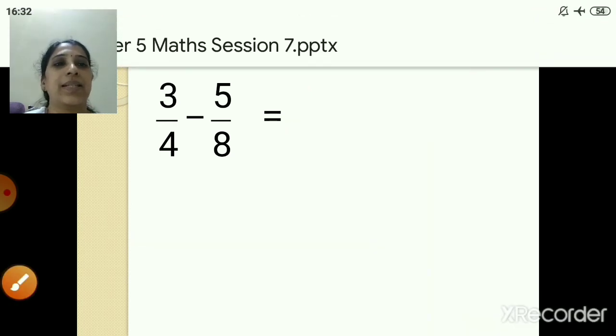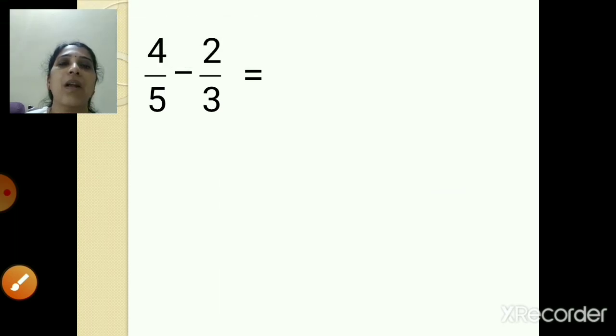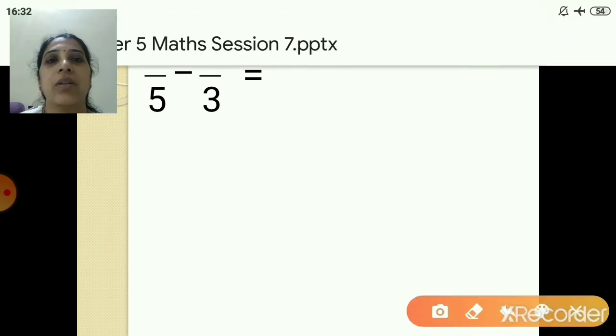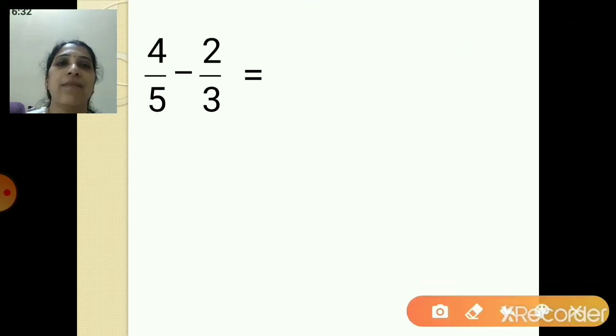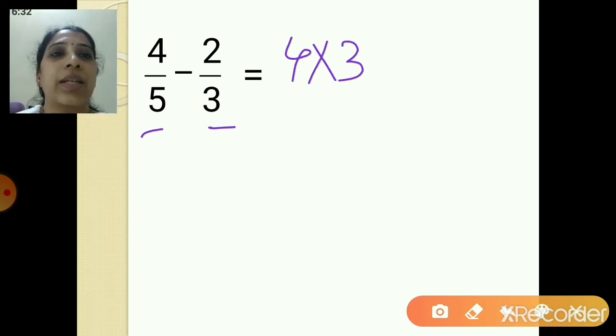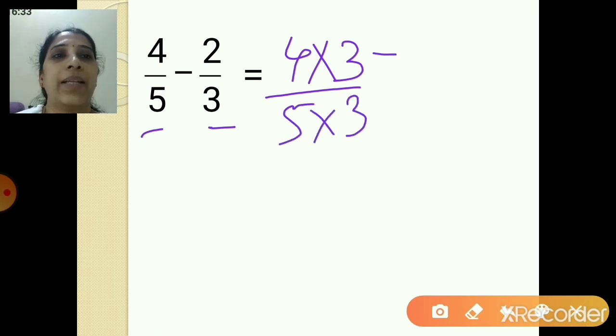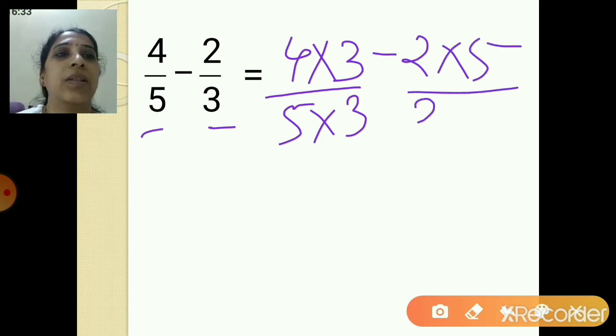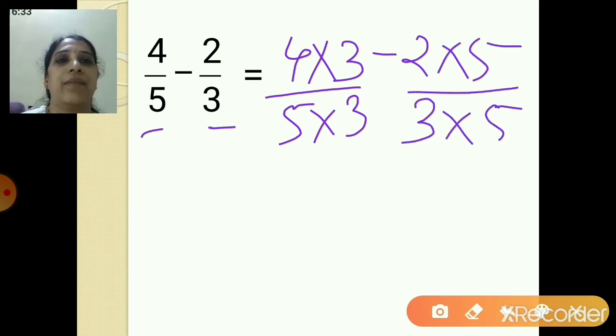So let's take one more example. 4 upon 5 minus 2 upon 3. Now see the denominators. It is 5 and 3, right? So both are not divisible by each other. So we will carry out cross multiplication. So 4 into 3 upon 5 into 3 minus 2 into 5 upon 3 into 5.